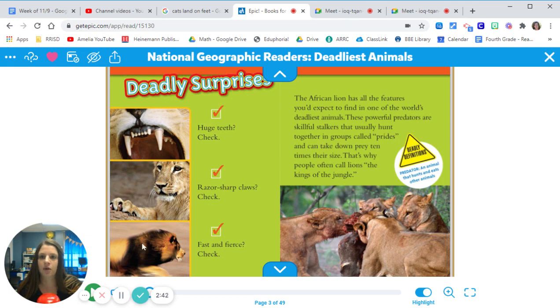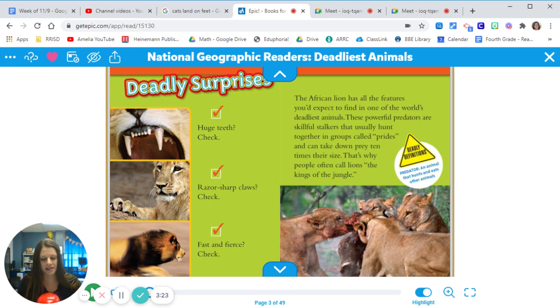So they have a series of photographs. This looks like a close-up shot of a lion's teeth, and it says huge teeth, check. Razor sharp claws, check. Fast and fierce, check. And then they go on to tell us all about the African lion's features. So I thought that was a really creative way to talk about the structures that a lion has that help them survive, but they did it in a really interesting way. I could almost see myself doing that.